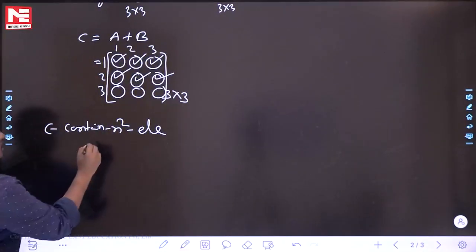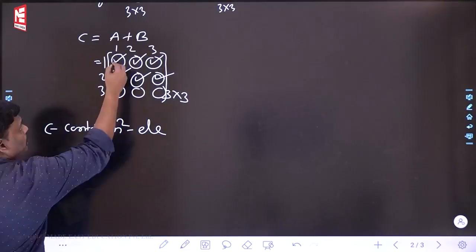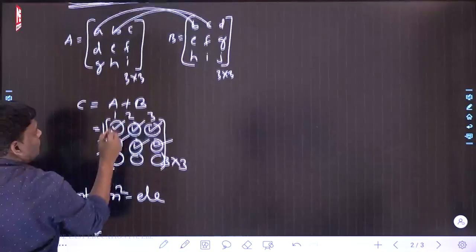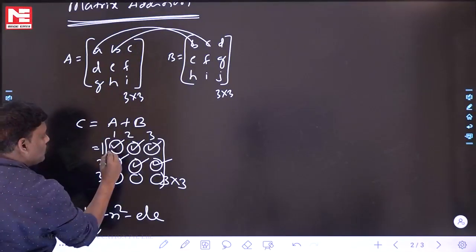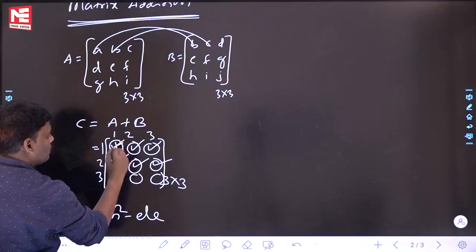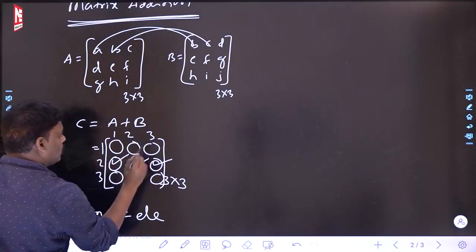Now if the C matrix contains n square elements, that is fine. N square, into every element required. How many additions? If you want the first element, both the first elements you add, one addition required. Isn't this a plus operator? If you want, I will do that also. I am deleting now.